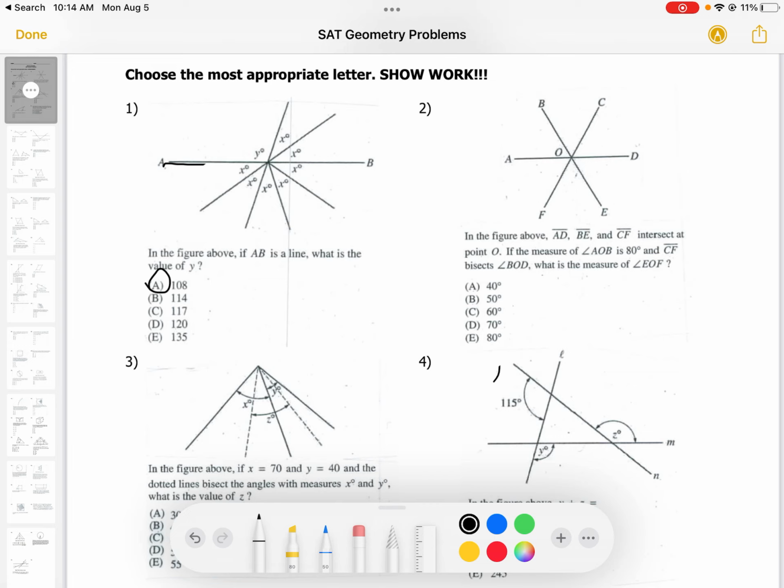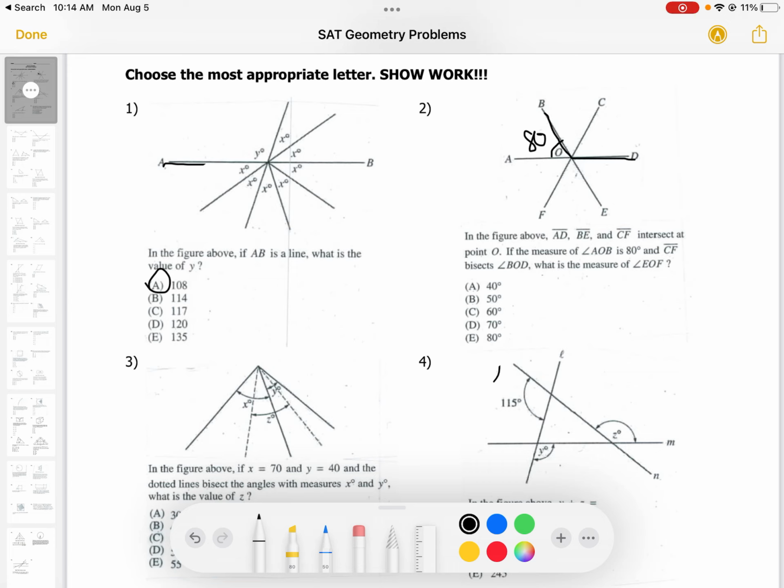In the figure above, AD, BE, and CF intersect at point O. If the measure of AOB is 80 and CF bisects BOD. Let's write this down one at a time. So we know this angle, AOB, is 80 degrees. And CF bisects BOD.